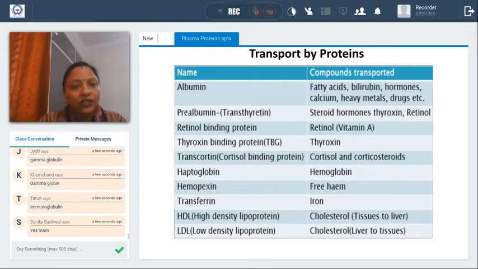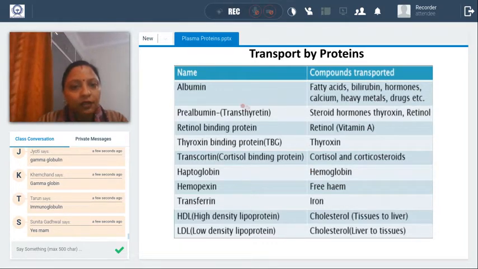Hemoglobin, you all know, is transported by haptoglobin. This is an acute phase protein. Then free heme by hemopexin. Then iron by transferrin. Cholesterol by HDL and LDL, that is high density lipoprotein and low density lipoprotein. So now is it clear to all of you?